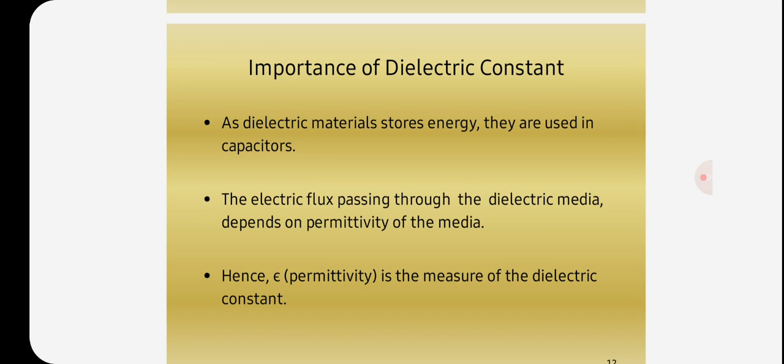The definition for dielectric constant is: the ability of a dielectric material to concentrate electric lines of force in a medium is called the dielectric constant or relative permittivity of that material. It is denoted by epsilon r.